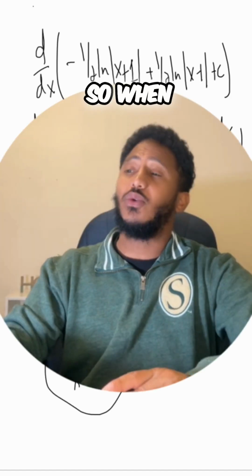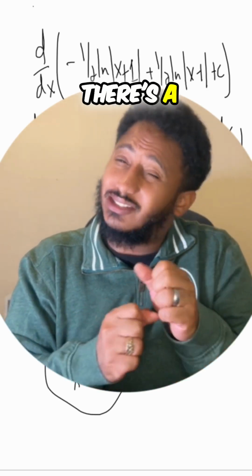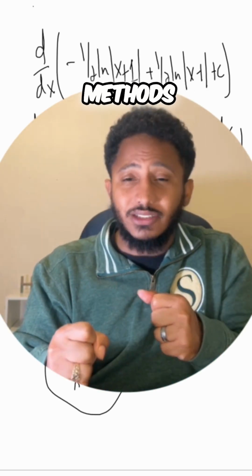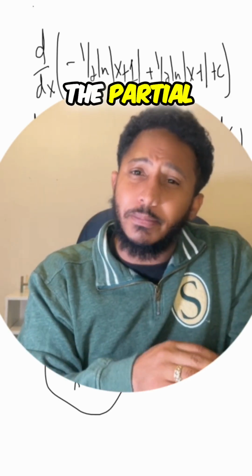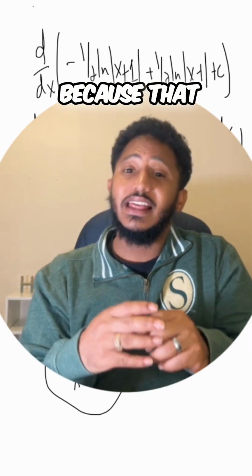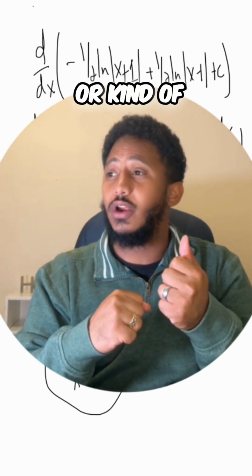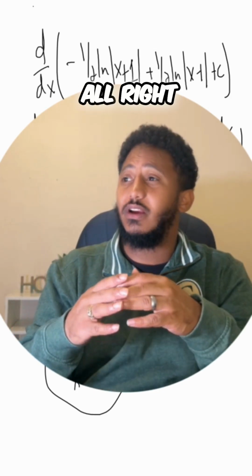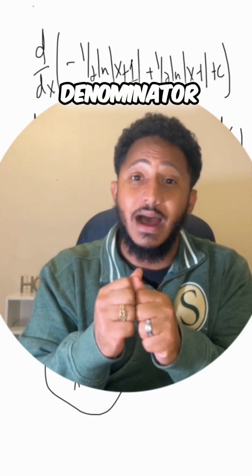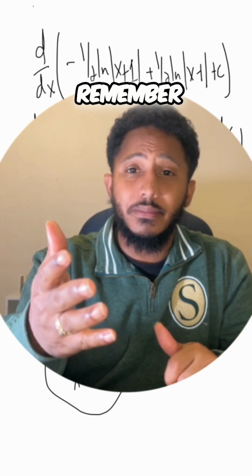So when evaluating integrals, there's a few steps and they can be difficult. There's a lot of different methods. You want to try a u-sub first, but if not, then try that PFD, the partial fraction decomposition, because that may help, especially when you have a fraction. Usually that hints to using a PFD, especially if that denominator is factorable. All right, so always remember, math is everywhere.